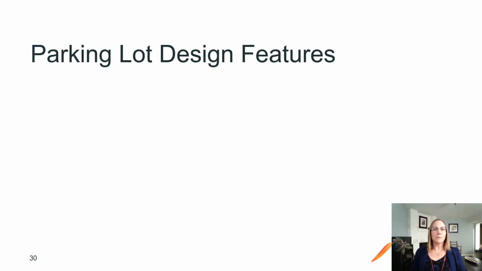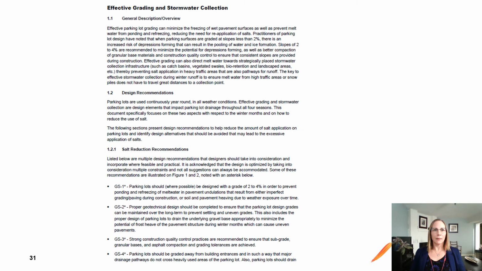Now I'll go through each of the 4 feature types that are highlighted in the guidelines and demonstrate how they help to reduce salt. The fact sheet for each feature includes a general description or overview, design recommendations and salt reduction recommendations, design aspects that should be avoided, operation and maintenance considerations, as well as costing information. So there's a fact sheet like this for each of the 4 features that we discussed, but I just wanted to show you this one as an example.